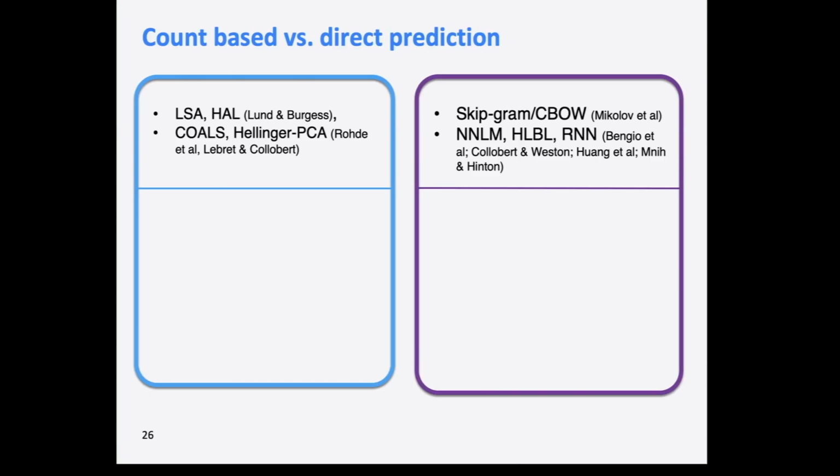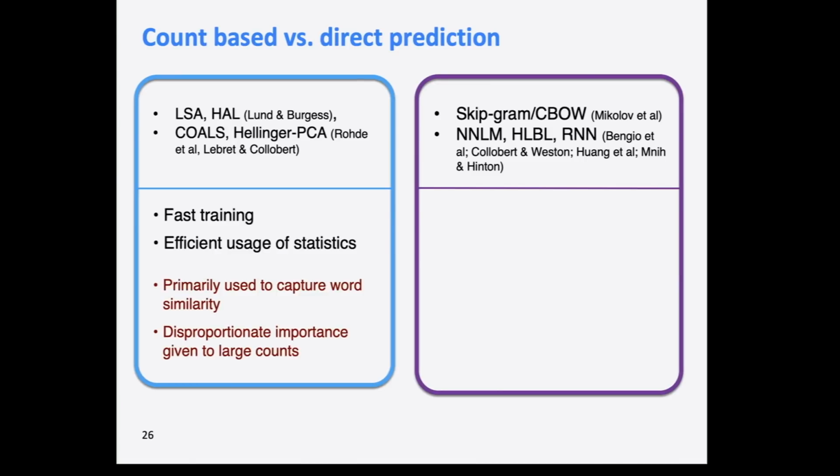And it had some advantages, or it seemed it had some advantages, right? That you're making efficient use of statistics because you're using the global statistics of the whole matrix directly to estimate things. And at that point, up until then, it had really only been used to capture word similarity, and a lot of it had suffered from disproportionate importance given to large counts. But Doug Rohde had sort of started to show how to solve both of these problems.